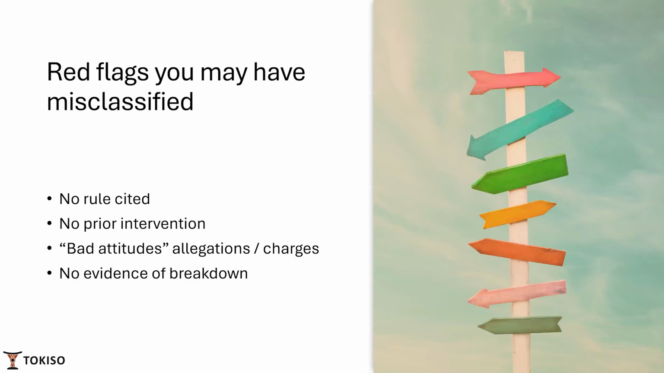Some of the red flags to look out for, and when to be cautious in managing these matters, is if there isn't a rule cited. An employee cannot be found guilty of misconduct if there isn't a rule and they did not know that rule. It cannot be misconduct. And the same goes for incompatibility. If you have not raised with the employee what is expected of them and expressly said, this behavior is not acceptable in the workplace, this is what we expect of you, we cannot find incompatibility. They need to be aware of what the issue is, regardless of where it is classified.